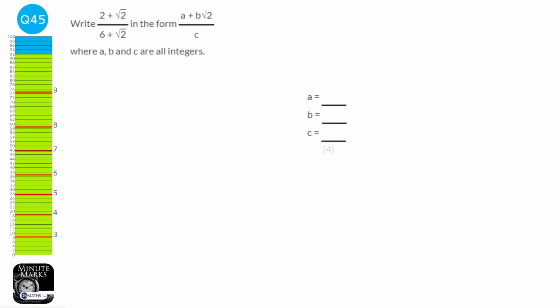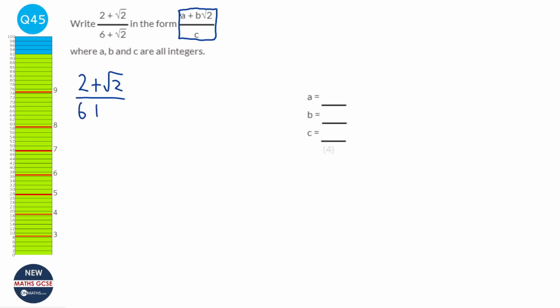Now notice the format that it wants the answer in does not have a square root at the bottom, so we are going to be rationalising the denominator with this. So I'm just going to write out the question, just so we've got a start. And notice here we've got this 6 plus root 2. Now you might think you rationalise the denominator by multiplying top and bottom by root 2, and that would get rid of the root 2 there. But it would actually create a 6 root 2 at the bottom, so it won't rationalise the denominator.